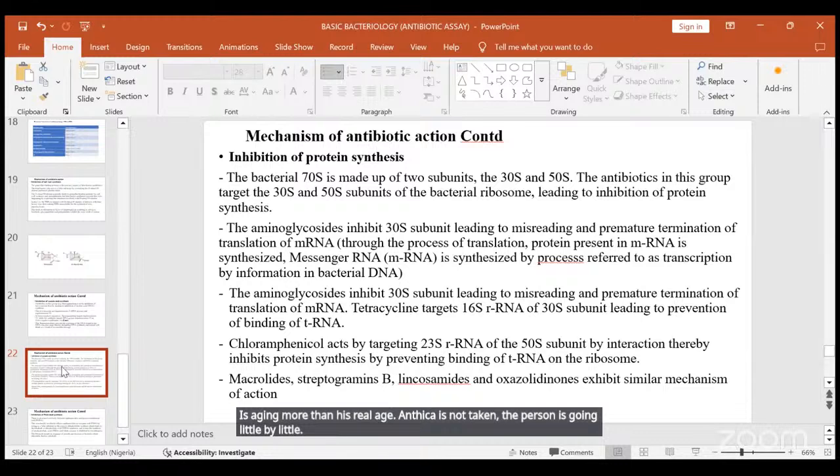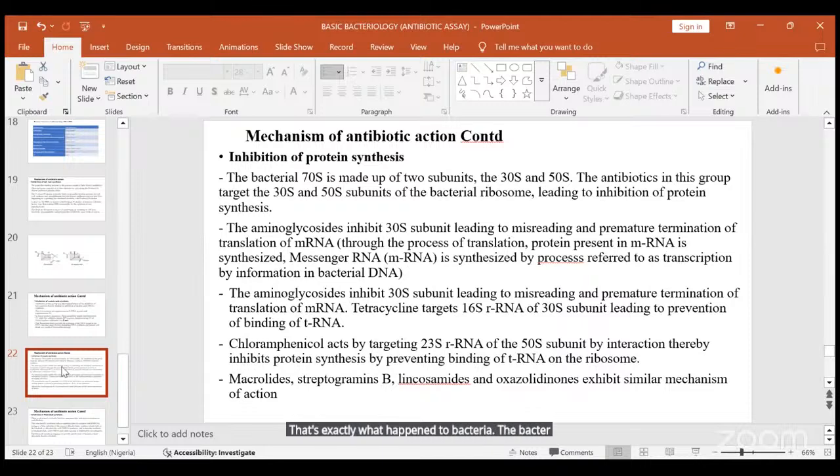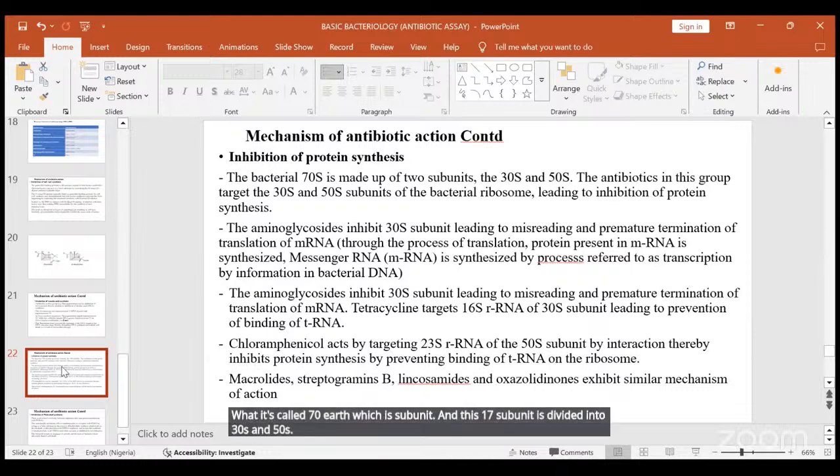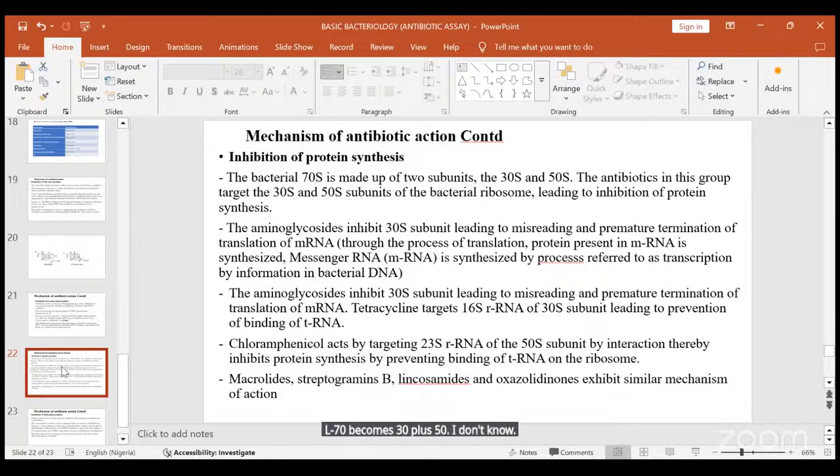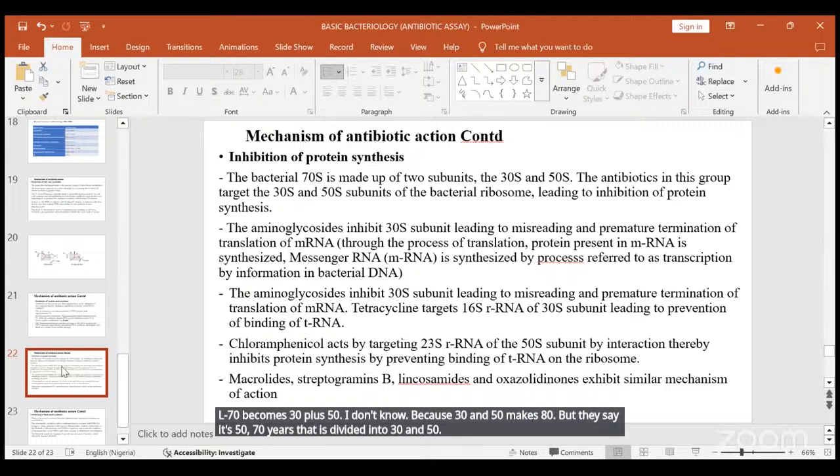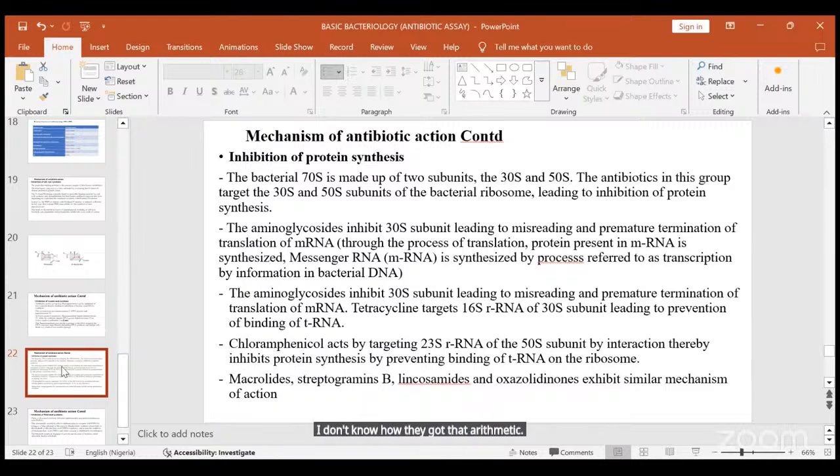That is exactly what happens to bacteria. The bacteria has what is called 70S, which is a subunit. And this 70S subunit is divided into 30S and 50S. How 70 becomes 30 plus 50, I don't know, because 30 and 50 makes 80, but they say 70S is divided into 30S and 50S. I don't know how they got that arithmetic. So the antibiotics in this group target the 30S and 50S subunits of the bacterial ribosome, leading to inhibition of protein synthesis.